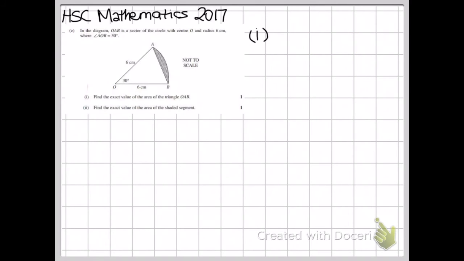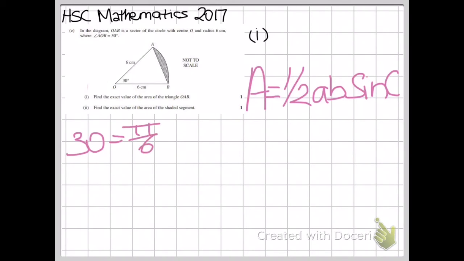For this question, we can see that the triangle OAB is a sector of a circle with radius 6 centimeters and an angle of 30 degrees. So for the first part of the question, we are trying to find the exact value of the area of the triangle. We know that the formula for the area of a triangle is area equals half ab sine C. From what we have learnt so far, we know that 30 degrees converts to pi on 6.